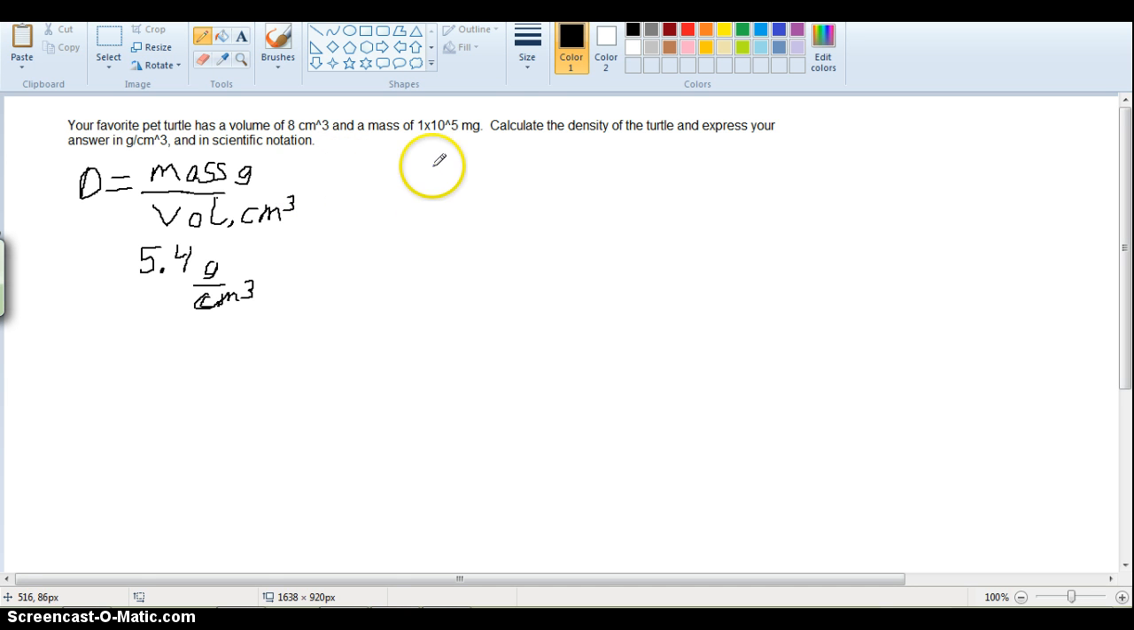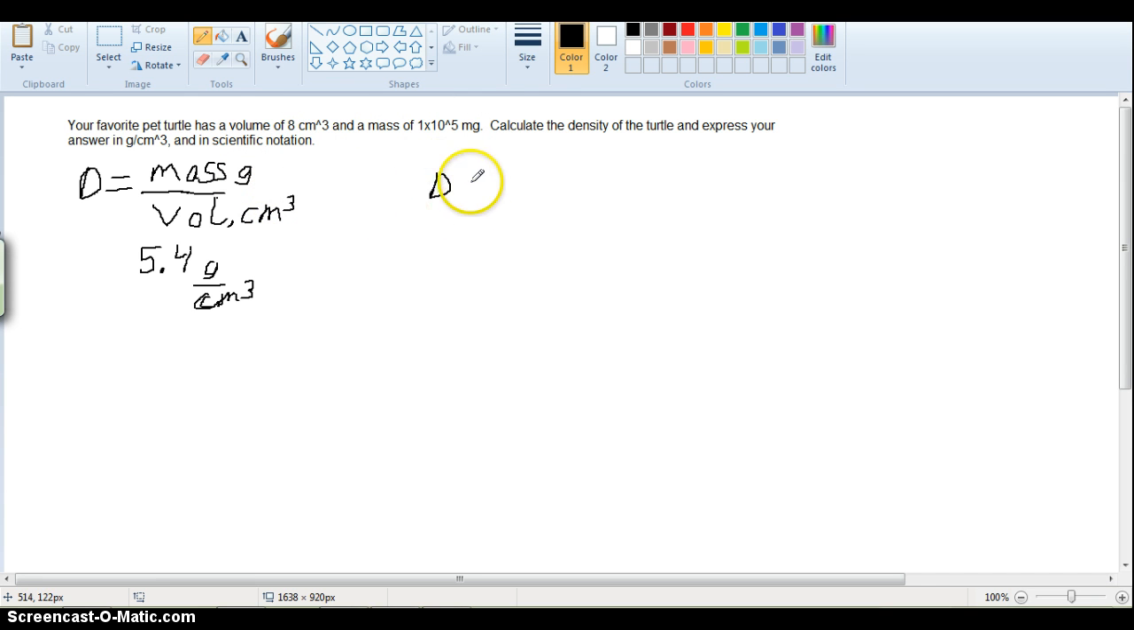So let's see how we start here. Let's write down what we know. So if we look in our equation here, we want to find density. We have volume, we have mass, but notice the units are not the same. This mass is in milligrams, we need it in grams, and then the volume, luckily, we have already in the same units. So let's write this out here.